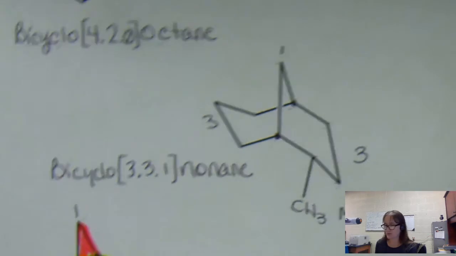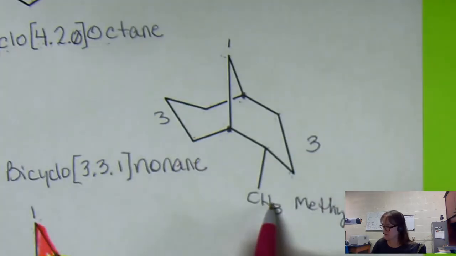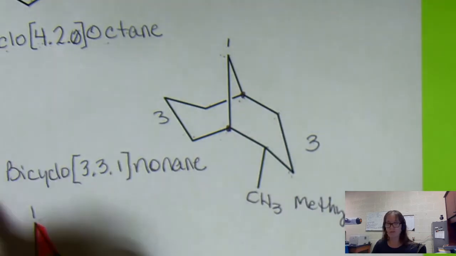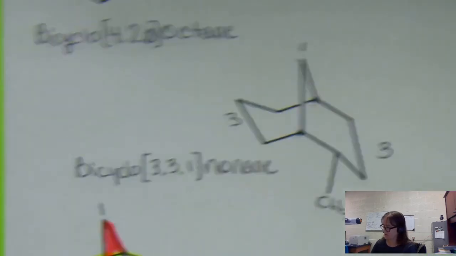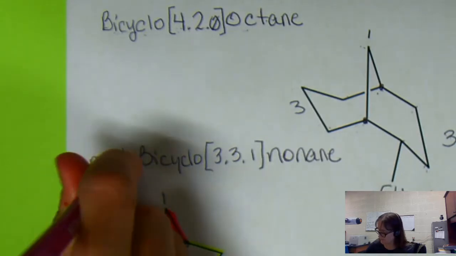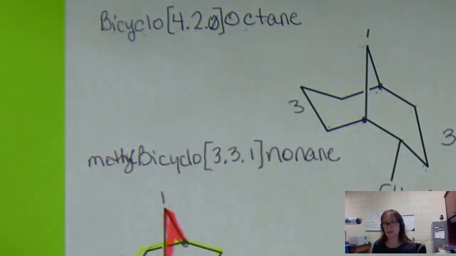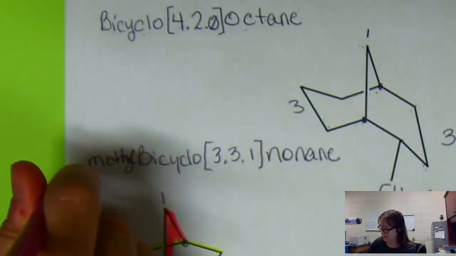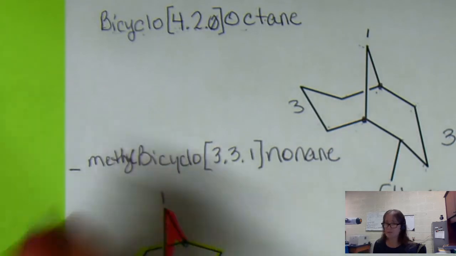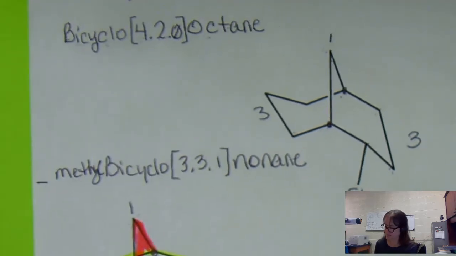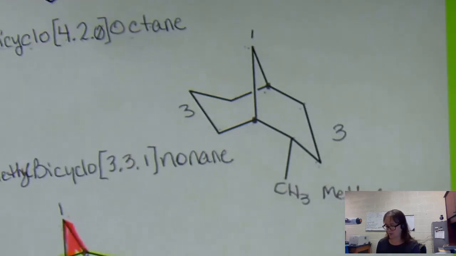Now, there's a group, there's a methyl, and just like any other kind of name, if there's a group attached, that goes in front. And so this is methyl bicyclo 3.3.1 nonane. The only other thing we have to do is figure out where is that methyl group. And there are 9 choices. So we have to figure out how to number this.